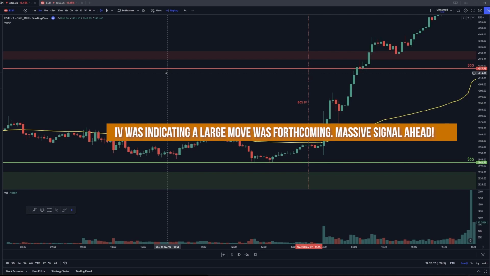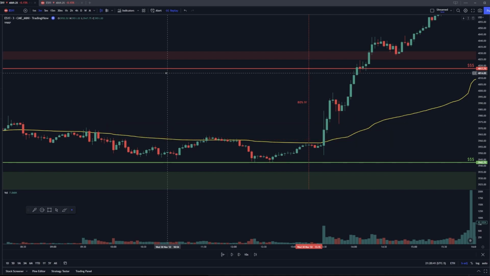80%, for context, is effectively what we've had around CPI. If you go look at the charts, every single CPI event we've had anywhere from a 60-point candle on the data release to a 100-point plus candle. It's extremely volatile, with sheer amounts of volume and emotions coming into the market.